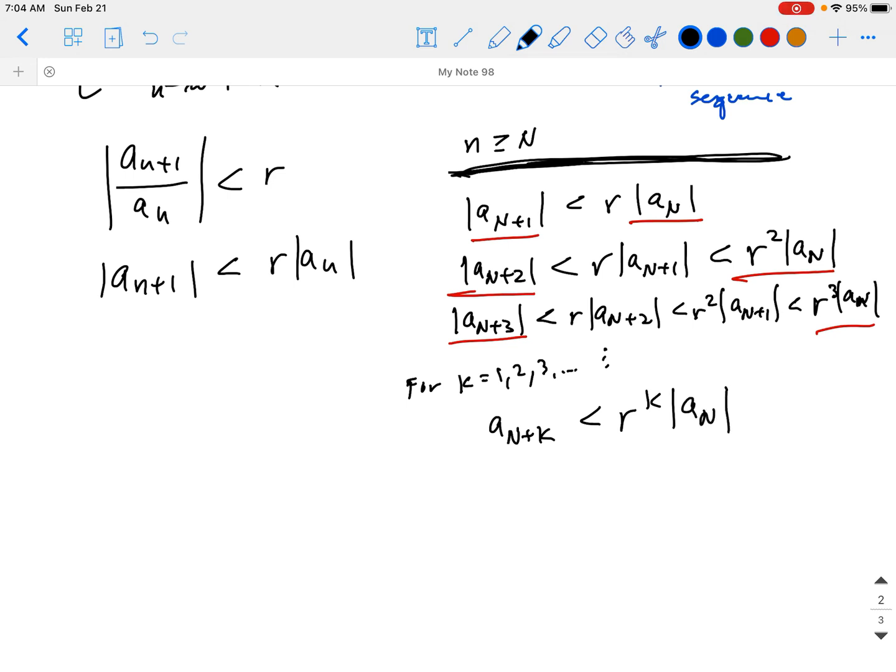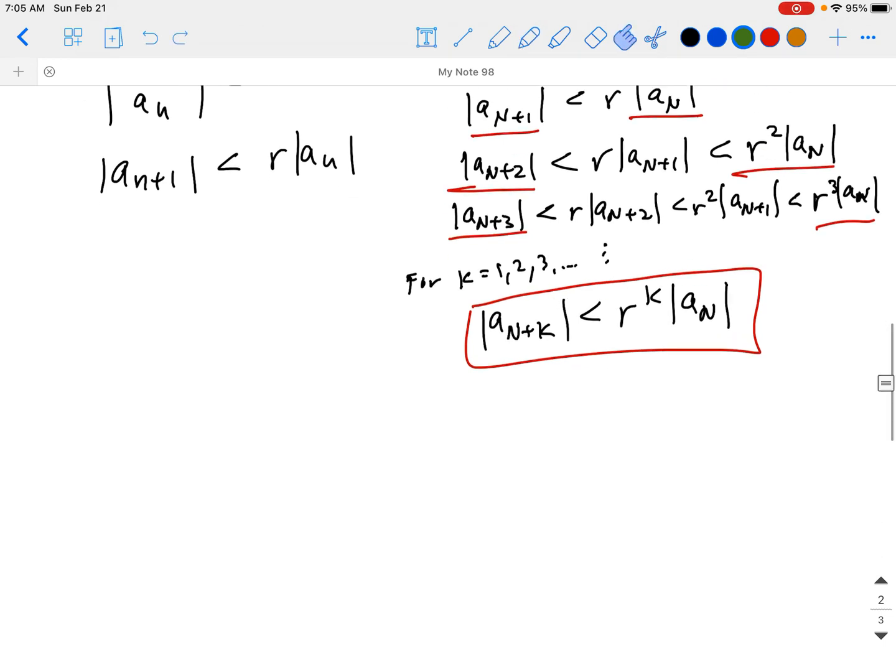So this will hold in general, that the N plus k term of the sequence is less than r to the k times a sub N, again still in absolute values. That's interesting because what we've just constructed on the right is a geometric series.